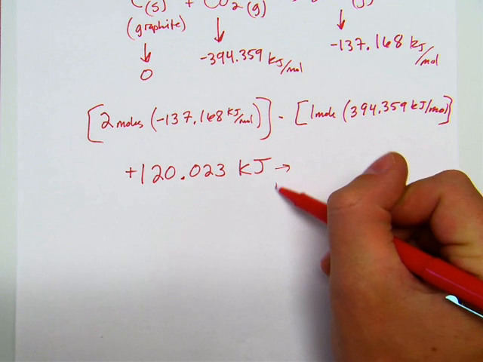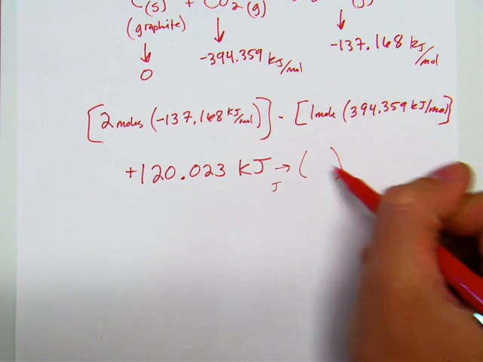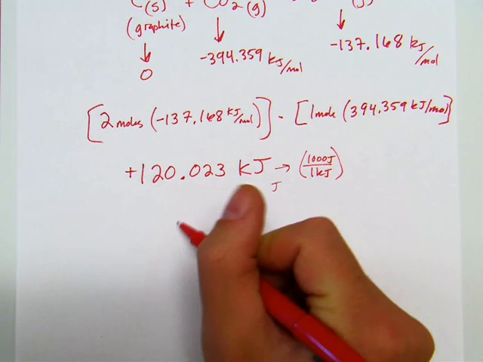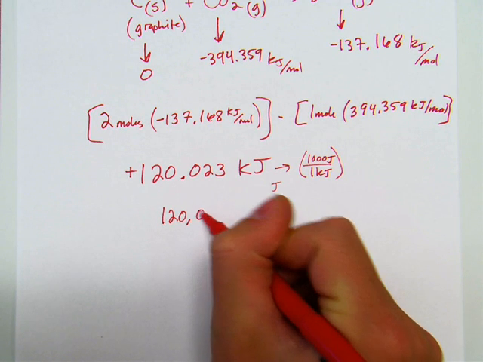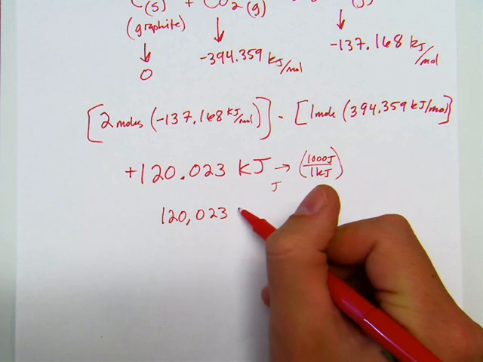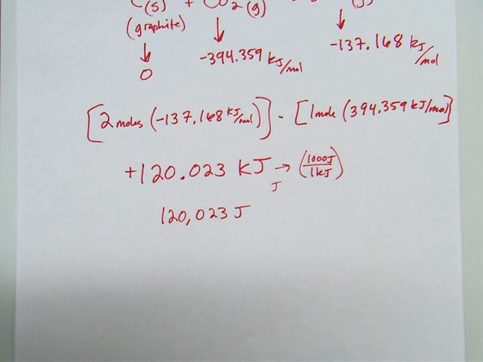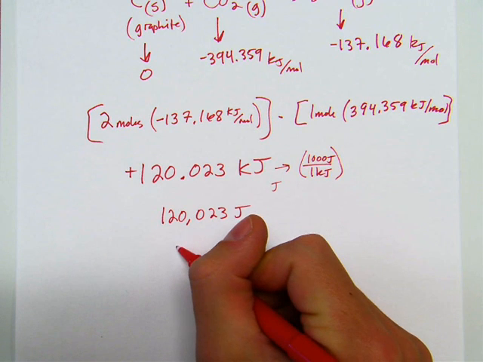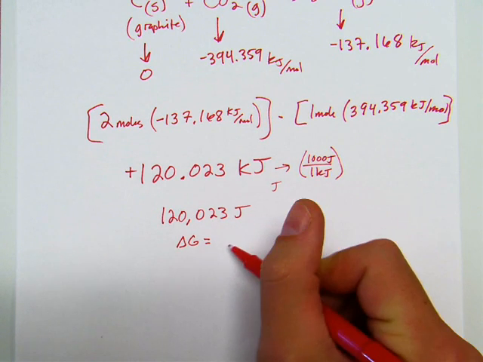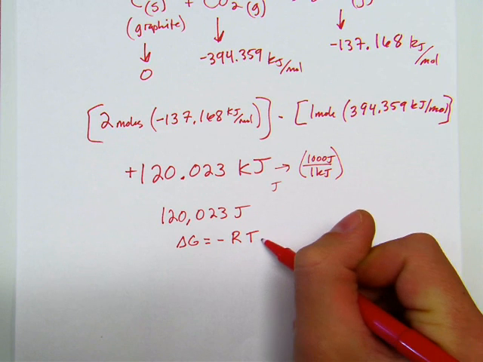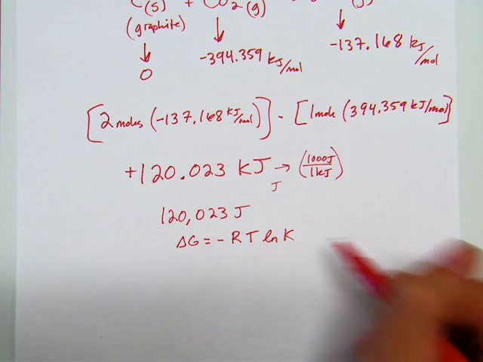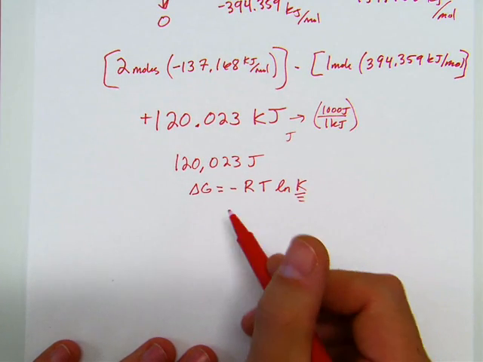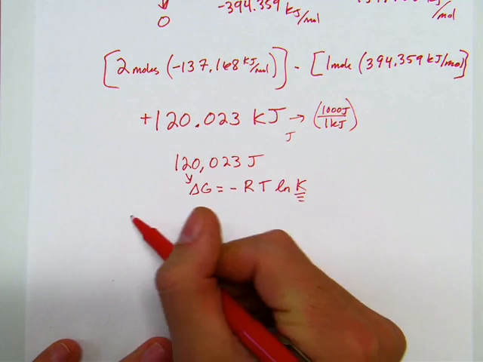First thing I'm going to do, though, is change this into joules, by multiplying 1 kilojoule for 1,000 joules, meaning I've got 120,000 joules in this reaction. Well, that lets me know G, and as we said before, delta G is equal to negative RT times the natural log of our K value, and this is what we're trying to solve for, that K value.